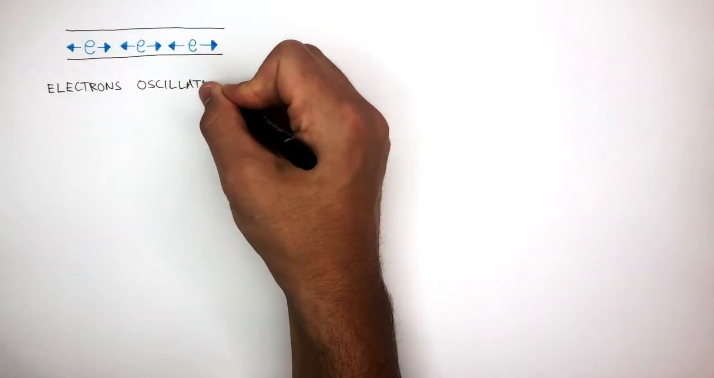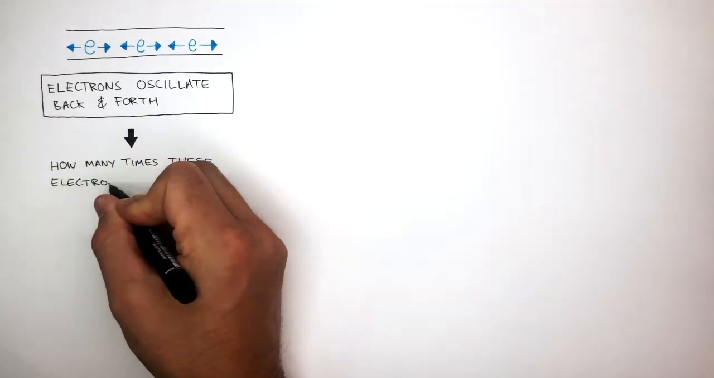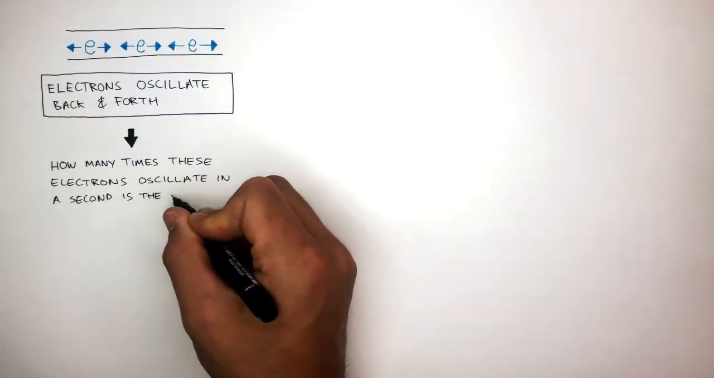Let's look at an alternating current in more detail. From this diagram and the previous explanation, we know that electrons oscillate back and forth. How many times these electrons oscillate in 1 second is the frequency.